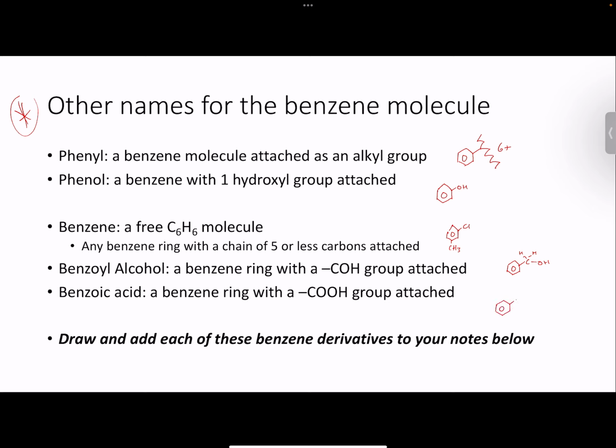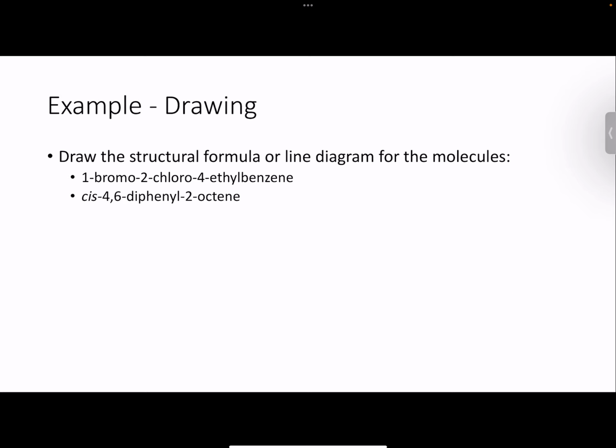These are all specific compounds. It will be a carbon double bonded to an oxygen and then single bonded to a hydroxyl group. So make a note of these. The naming is affected by the structure. So let's go through an example. We'll do one of each for these.